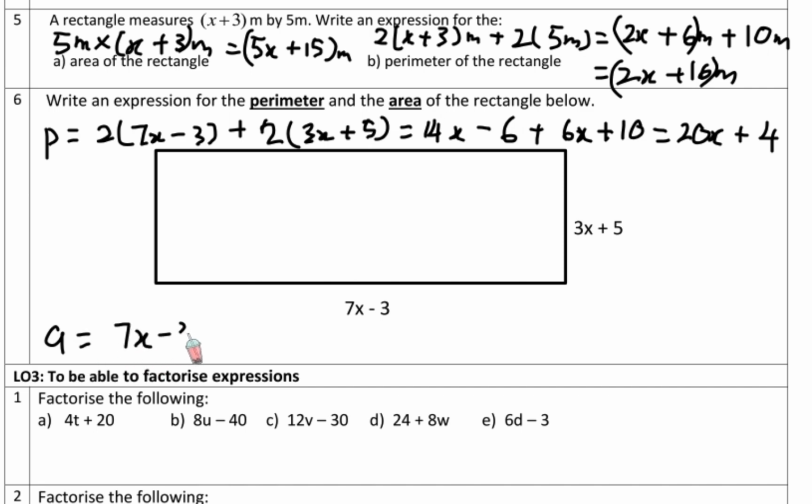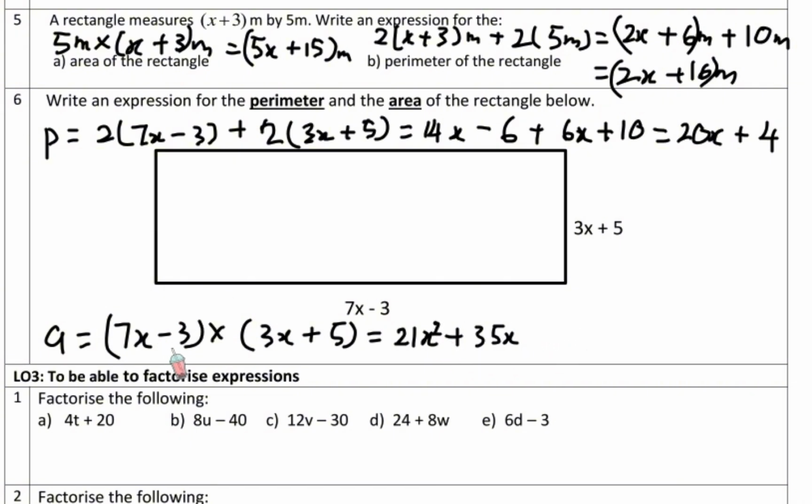Now to find the area, we can just take 7x minus 3, multiply it with 3x plus 5. So first we will take 7x and multiply it with 3x and 5. So it will be 21x squared plus 35x.